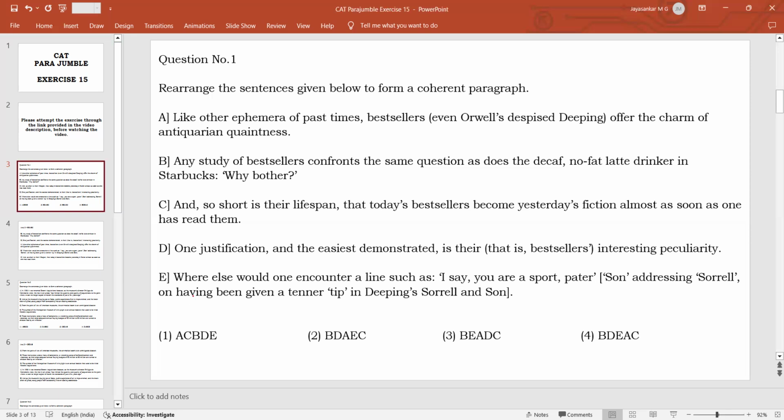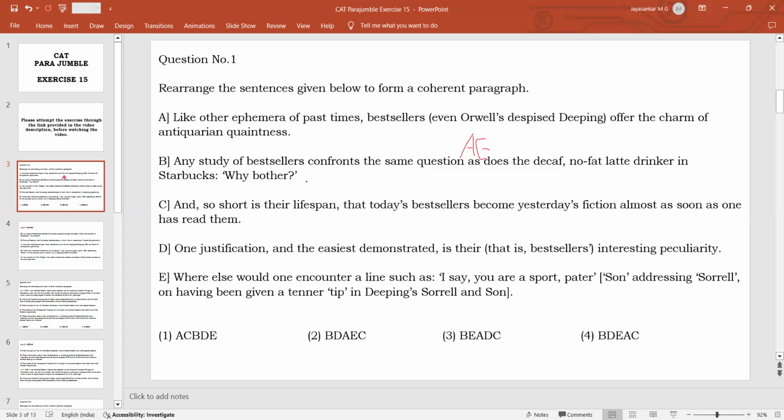So A and E are talking about a book which is an example of the bestsellers and the peculiarity of bestsellers. So you can say that A and E can be a pair, because if you are not able to construct the sequence immediately by reading the sentences, try to form sentence pairs. This we have already discussed. So A talks about what is so peculiar about this particular book, and why this book has such an old-fashioned charm, and what the charm available in that book is, which is also given in E. So AE can be a sentence pair.